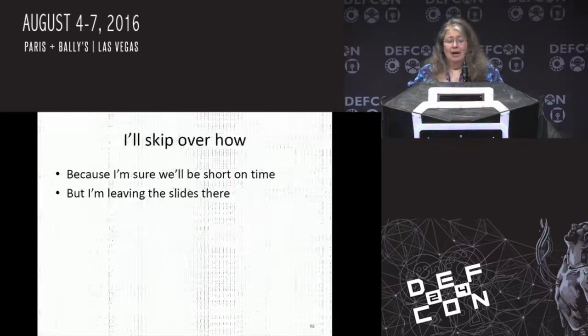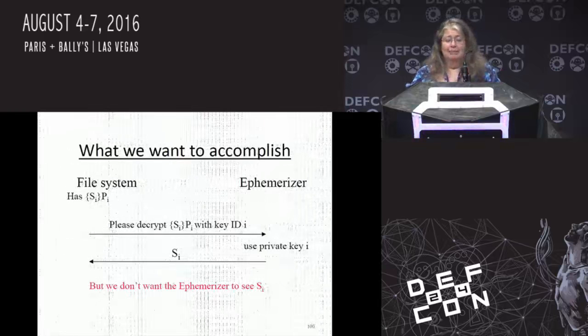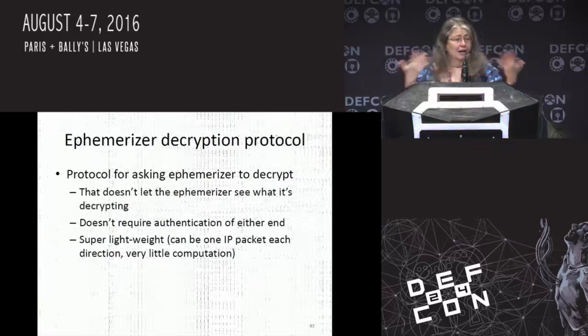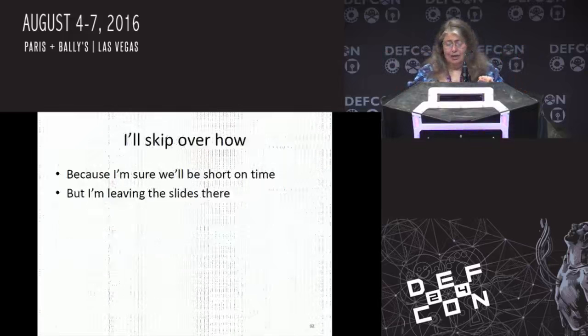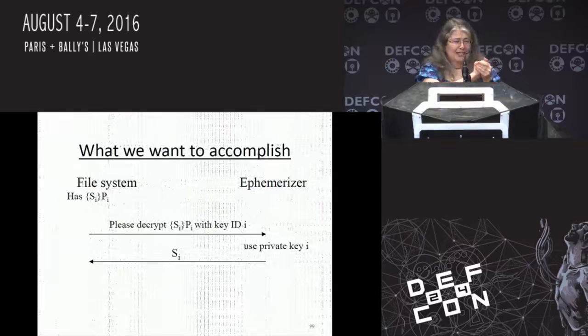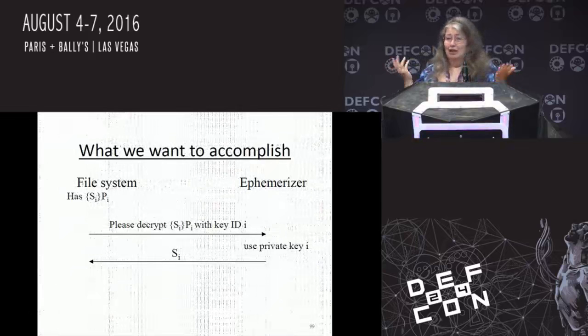So now, because we're going to be short on time, I just want to say one other thing, which is this really cool thing, a protocol for asking the ephemerizer to decrypt. I want the ephemerizer to be a relatively untrusted third party. So what you'd like to do is send him the encrypted master key for January 7th and say, please decrypt it, and he applies his private key. But then he'll see your master key for that date, and that's not very good.